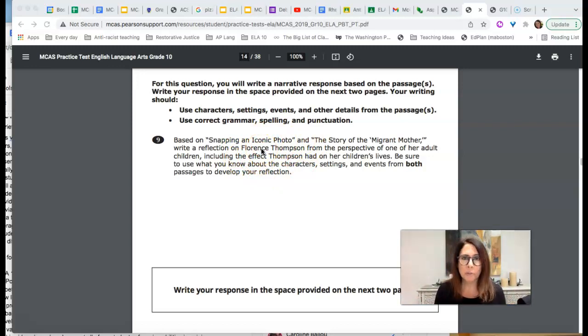So I would have to go back to the passage and know who Florence Thompson is, but because it's MCAS, they're digging into that deeper thinking level and saying, write it from the perspective of her adult child, like pick one of her children. That means that if they don't talk about one of her children, I would have to assume what one of her children would think of her, right? And if they do talk about one of her children, then that gives me a little bit more to work with. It's awkward and strange, and you're like, I don't even know what they're asking.